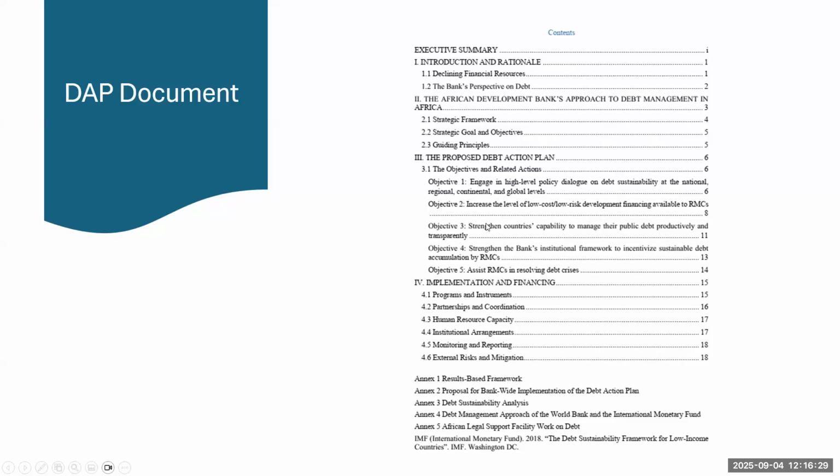I try to put it in one page so that you can have a glance at it. So you have the rationale of the debt action plan, the debt action plan itself with the objective and the action, and then the arrangements that were set up to implement the debt action plan. You have the program and the instrument, the partnership, human resource capacity, all these things. You have the result-based framework, that is, what is the theory behind the thing. So they try to map it there. So this annex 1 is the one that you have in annex 10.2 of the approach paper.